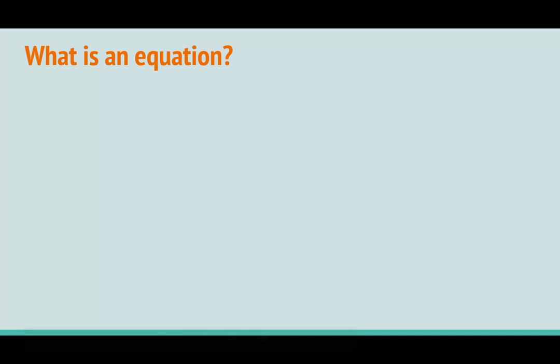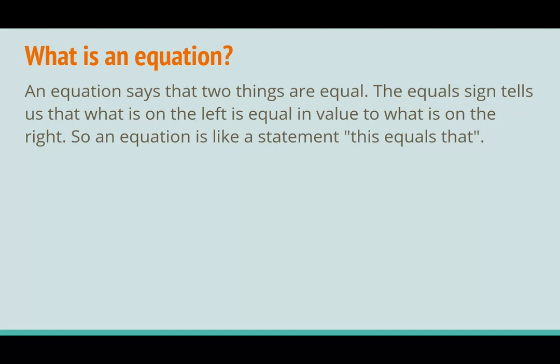So let's start with this question. What is an equation? It's a very important question. Well, an equation says that two things are equal. The equal sign tells us that what is on the left is equal in value to what is on the right. So an equation is essentially a statement that says this is equal to that. And you're going to see the equal sign.